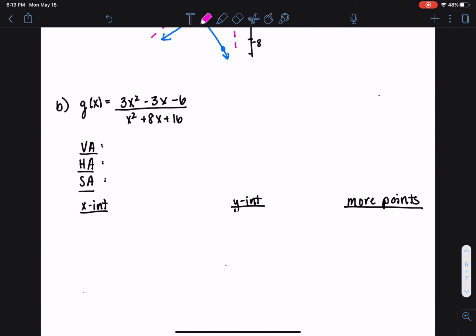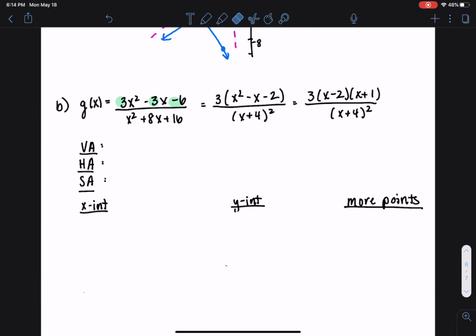We're going to find all of the important pieces of information. So first and foremost, I want to factor this thing as much as I can because maybe some stuff will cancel. If I look at the numerator, all of them have a 3, so we can go ahead and take that out. The bottom also factors very nicely as (x plus 4) squared. Then our top factors even more. So nothing cancels, so that's good. We're fine.